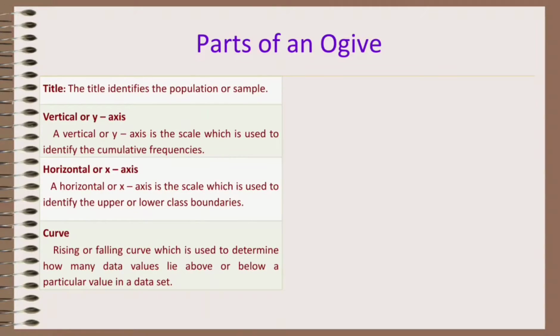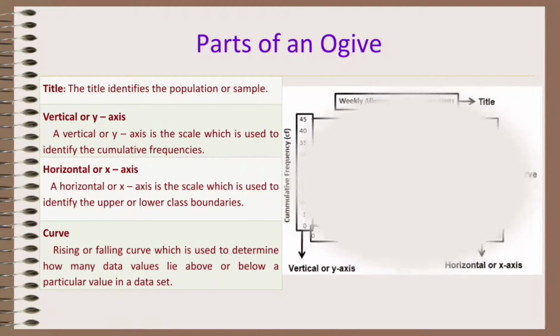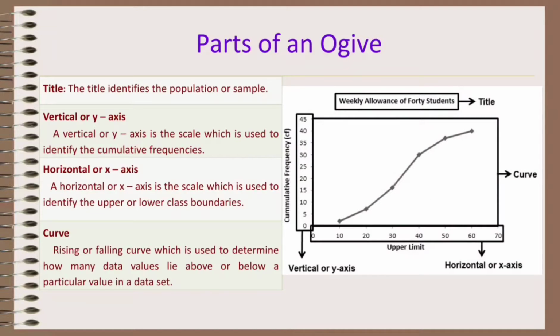So we have the title. The title identifies the population or sample. Vertical or y-axis. Then we also have horizontal x-axis. Then we have the curve. Vertical or y-axis is the scale which is used to identify the cumulative frequency. Horizontal x-axis is the scale which is used to identify the upper or lower class boundaries. Then the curve is rising or falling. It can be a rising or a falling curve, which is used to determine how many data values lie above or below a particular value in a data set.